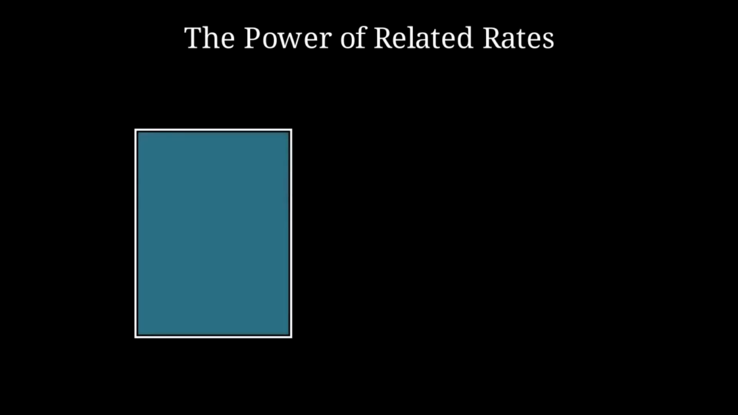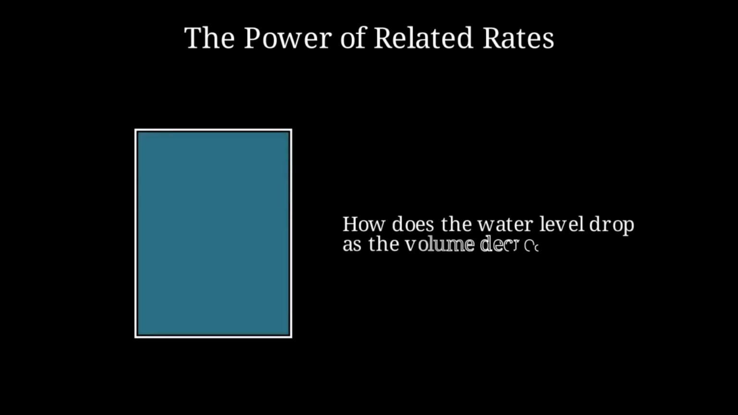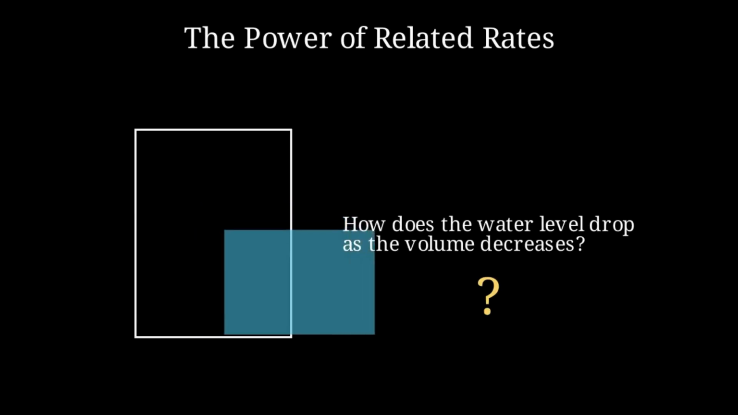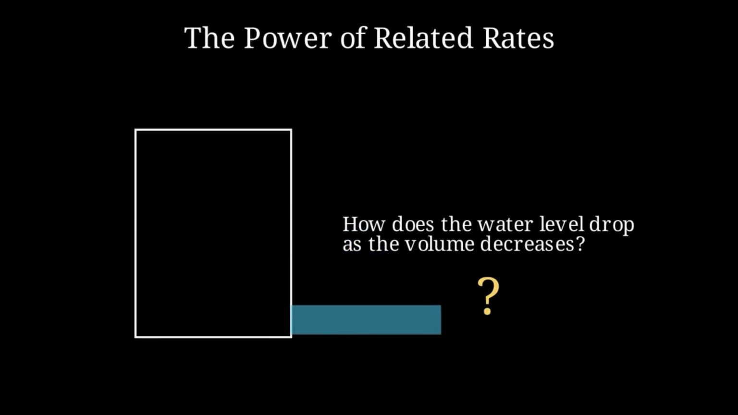In calculus, we often need to understand how different quantities change in relation to one another over time. Imagine a massive conical reservoir being drained. As the volume of water decreases, the height of the water level also drops, but not at a constant rate. Today, we will learn how to use derivatives to link these changing variables and solve complex real-world problems.